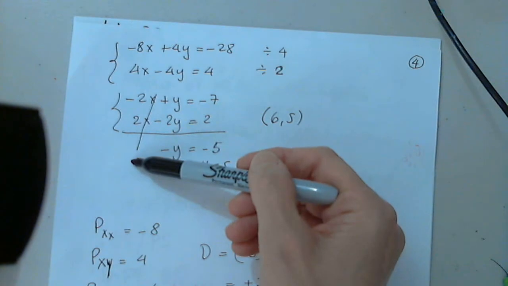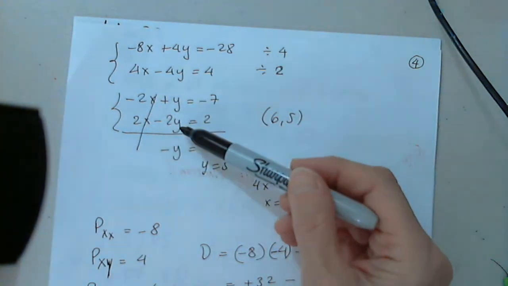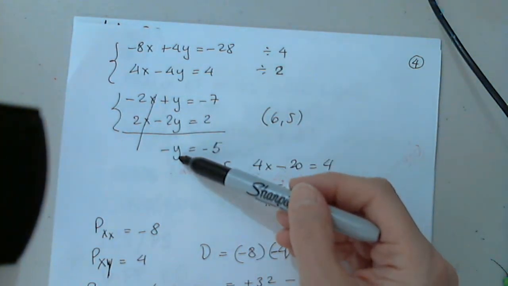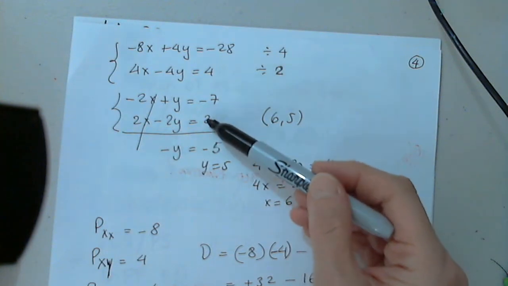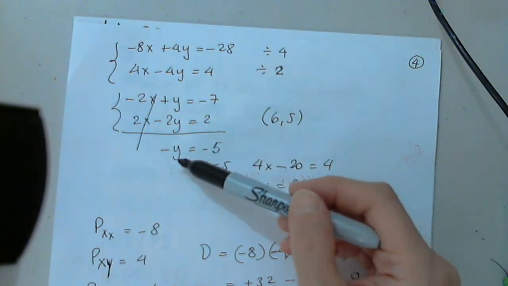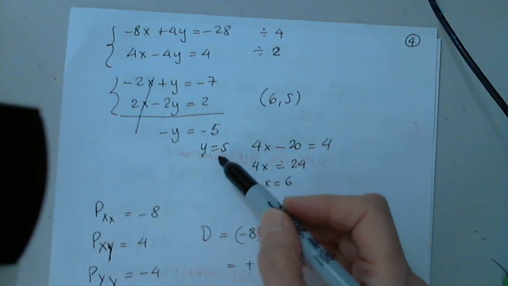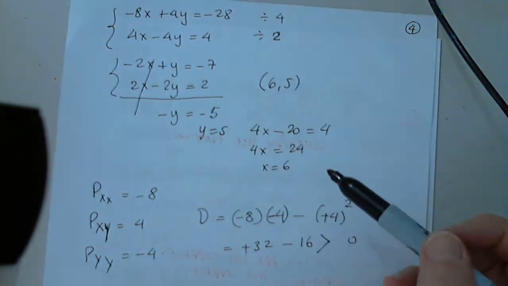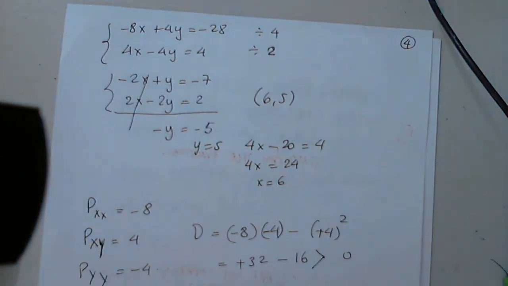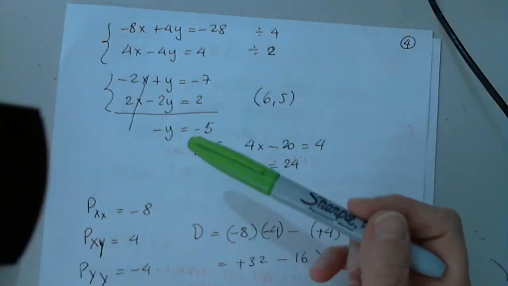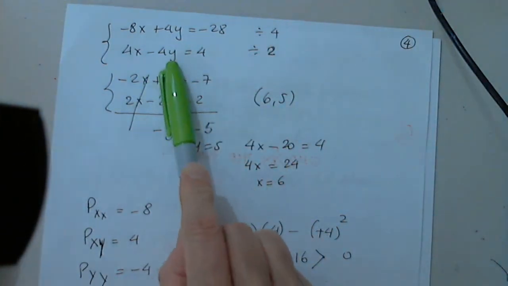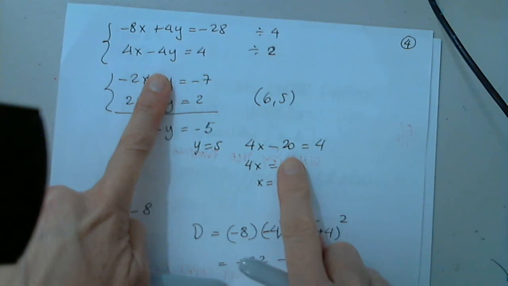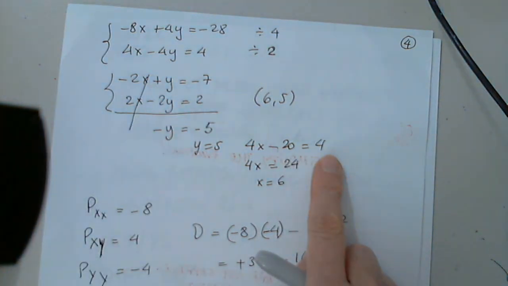And when I add the equations, these 2 go away. Negative 2y plus y is negative y. Negative 7 plus 2 is negative 5. Multiplying both sides by negative 1 gives us y equals 5. And then I go back anywhere. It doesn't matter where you go back. With y equals 5, so 4x minus 20 equals 4.